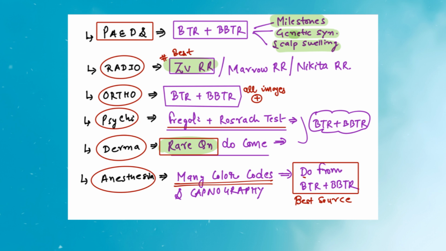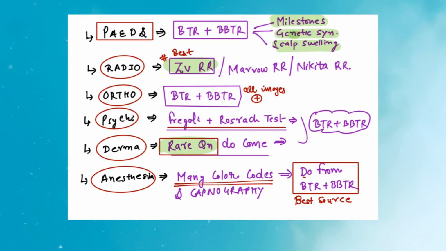Again, no need to do a separate source, because all the X-ray images of the skulls that are asked, all the vertebra images and all the images of the tumors and all the pathological images also are present in the ortho BTR and bonus BTR. You can also check by yourself. Give a look only and you will understand why I am saying. So for the ortho section, you have to do the BTR and bonus BTR. No need to do a separate image based section for it.